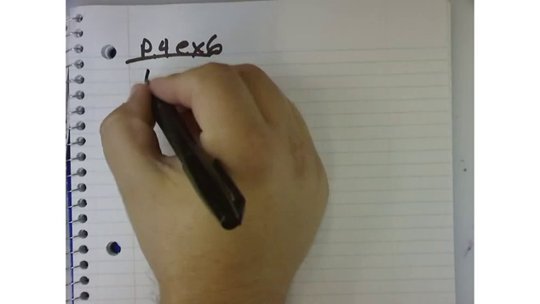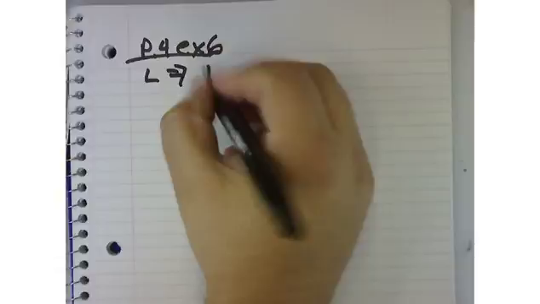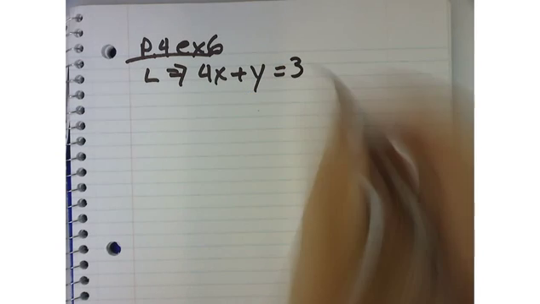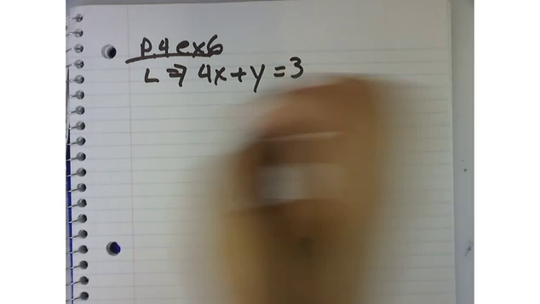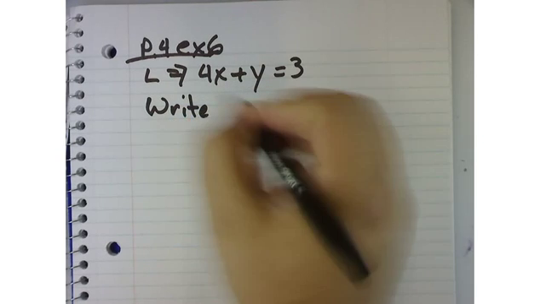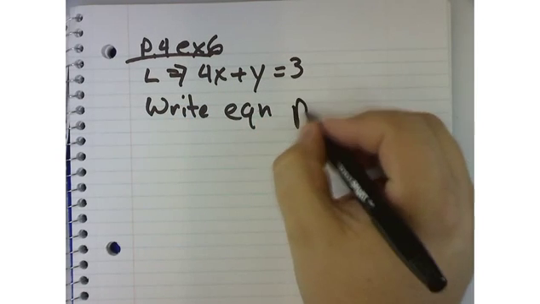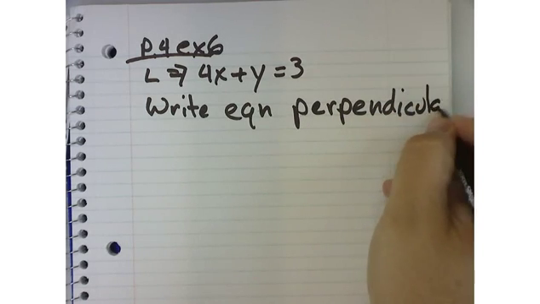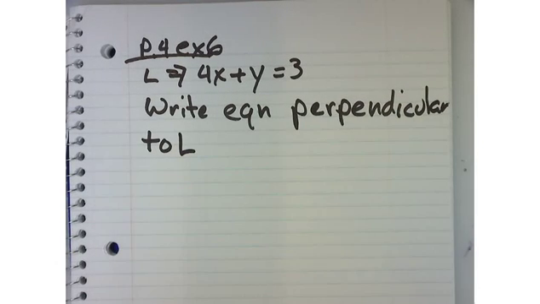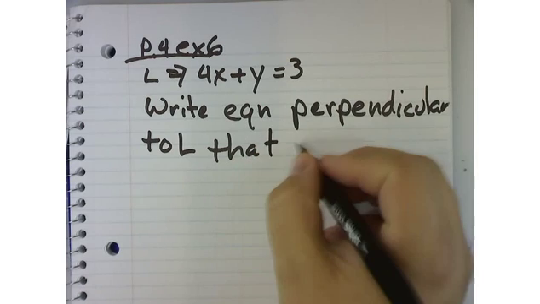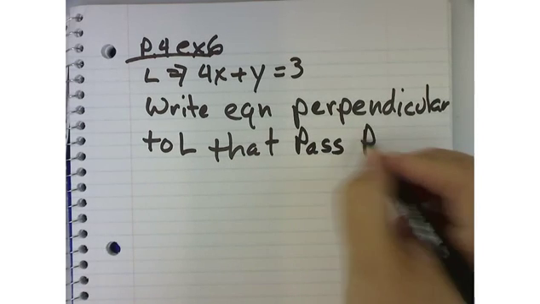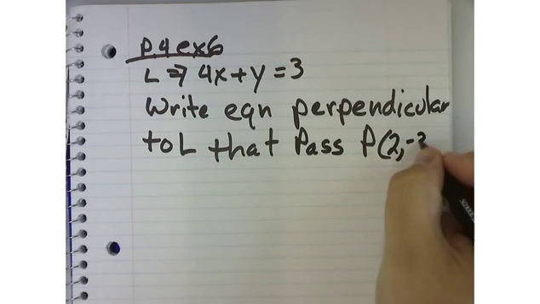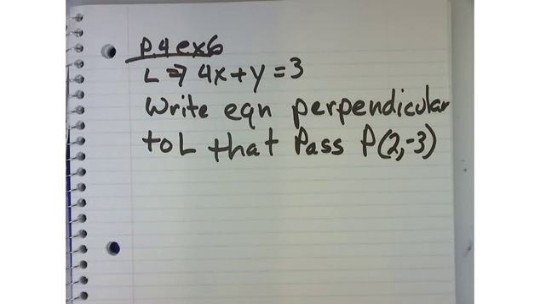So we're given a line L, which is 4x + y = 3. And we are told to write the equation of a line perpendicular to L that passes through the point P, which is (2, -3). Okay?